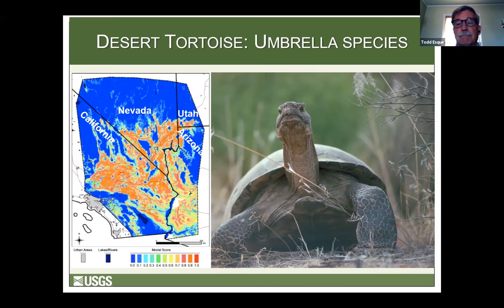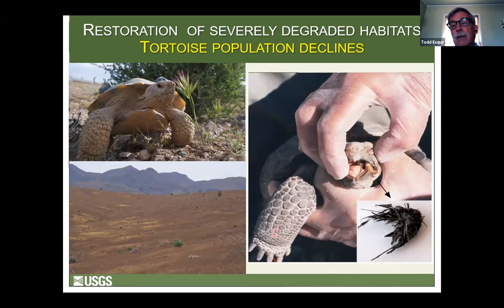Desert tortoise populations have been in decline for some time for a variety of reasons, but one of the big reasons is habitat decline. So in the lower left corner here is a picture of what we call a bromus desert. Brome grass, a Eurasian plant that has taken over a lot of areas in the West, and its cousin is cheatgrass up in the Great Basin Desert. You've probably heard a lot more about that in the last 30 years.